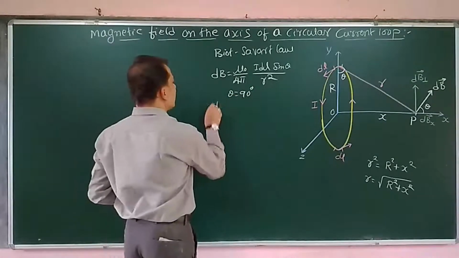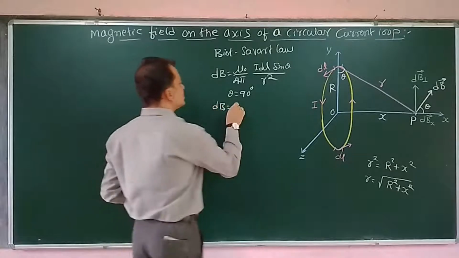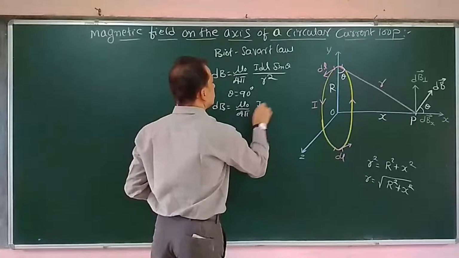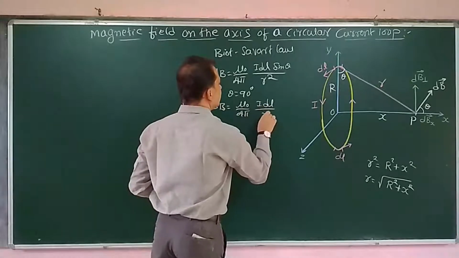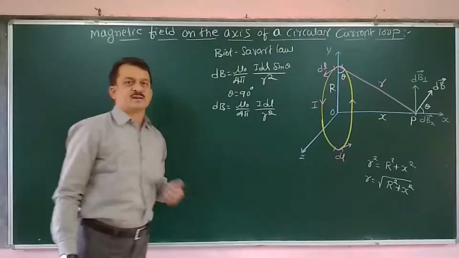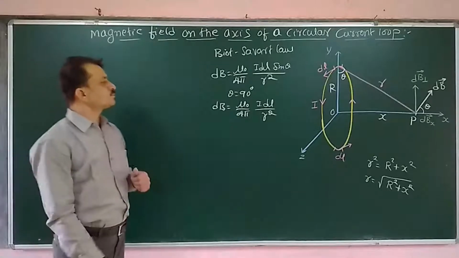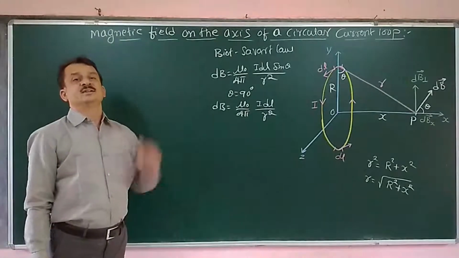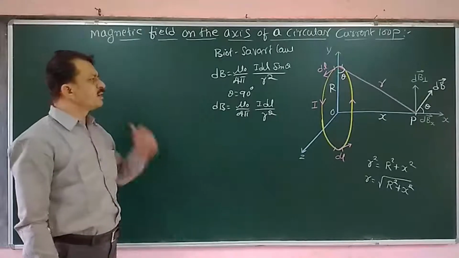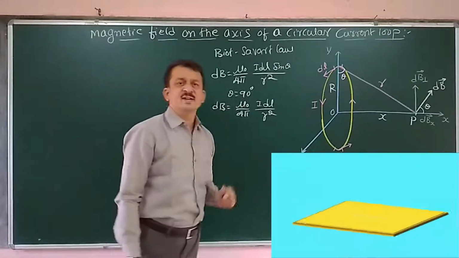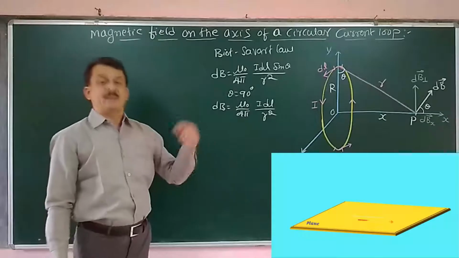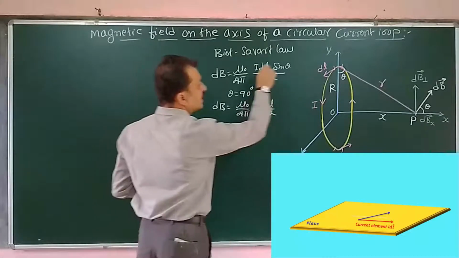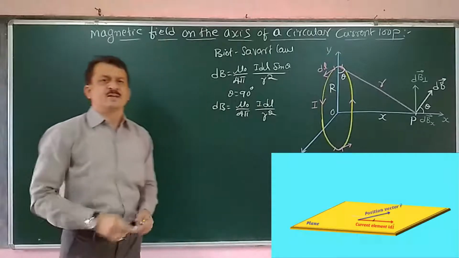Therefore, the magnitude of the magnetic field due to the current element is mu naught divided by 4 pi into I dl divided by r square. Clear? Okay. What is the direction of this magnetic field? We are already familiar that the direction of the magnetic field is always perpendicular to the plane containing the current element and the position vector.